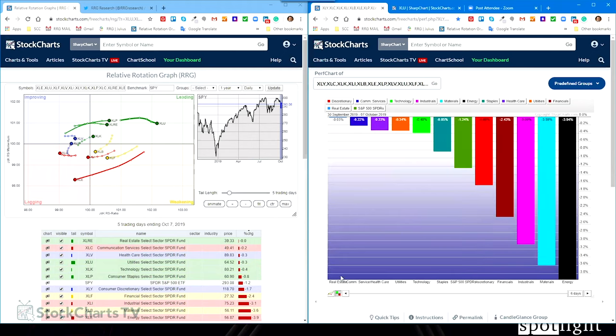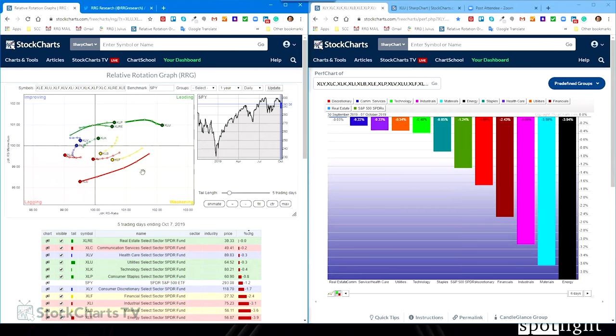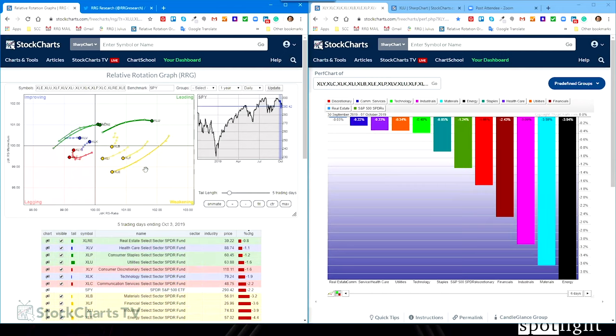And there we go. Real estate minus almost unchanged. And then energy minus 3.9. And that's all the way back. So here we have what's happened in the S&P sectors over the last 5 days. One, two, three, four, five.